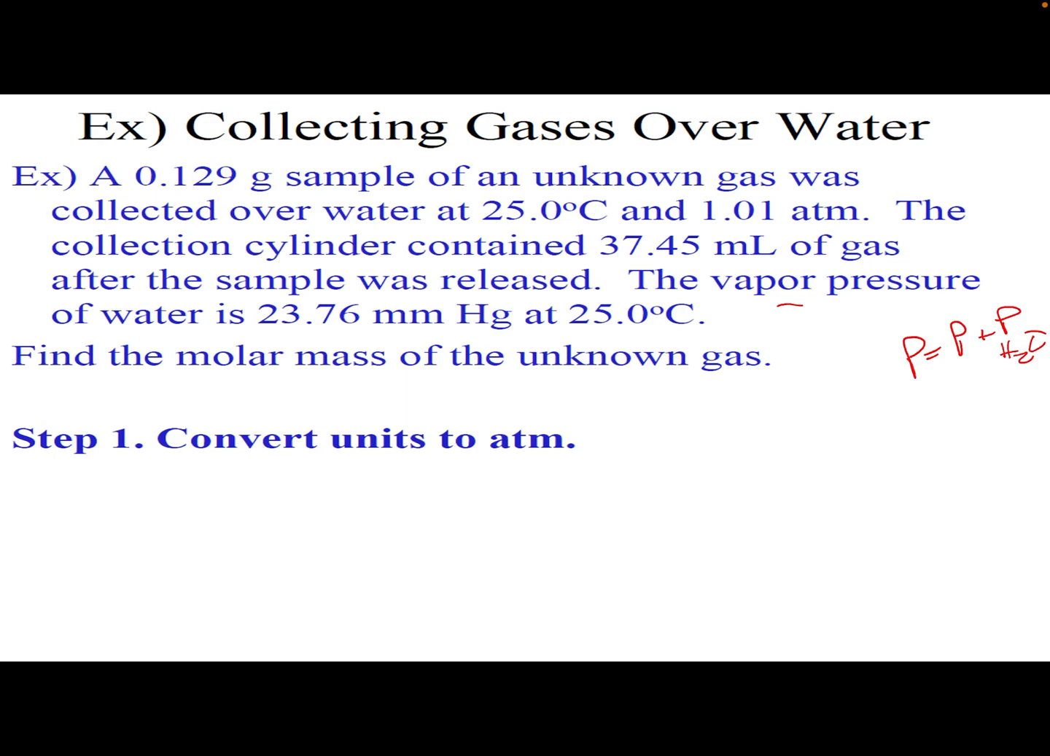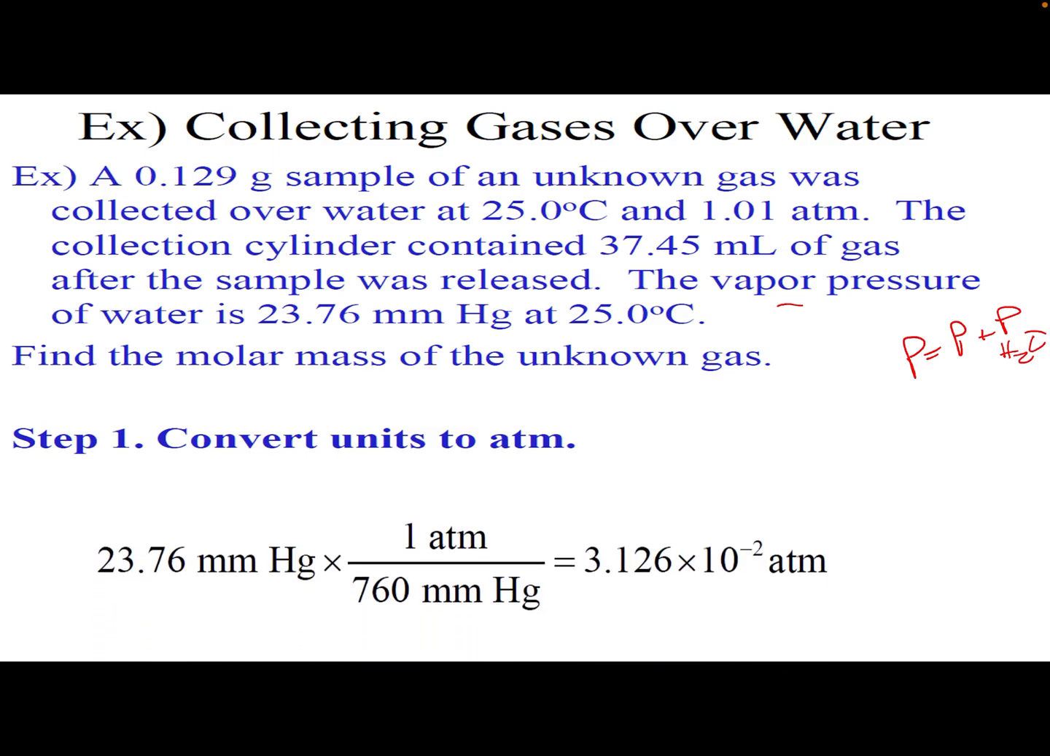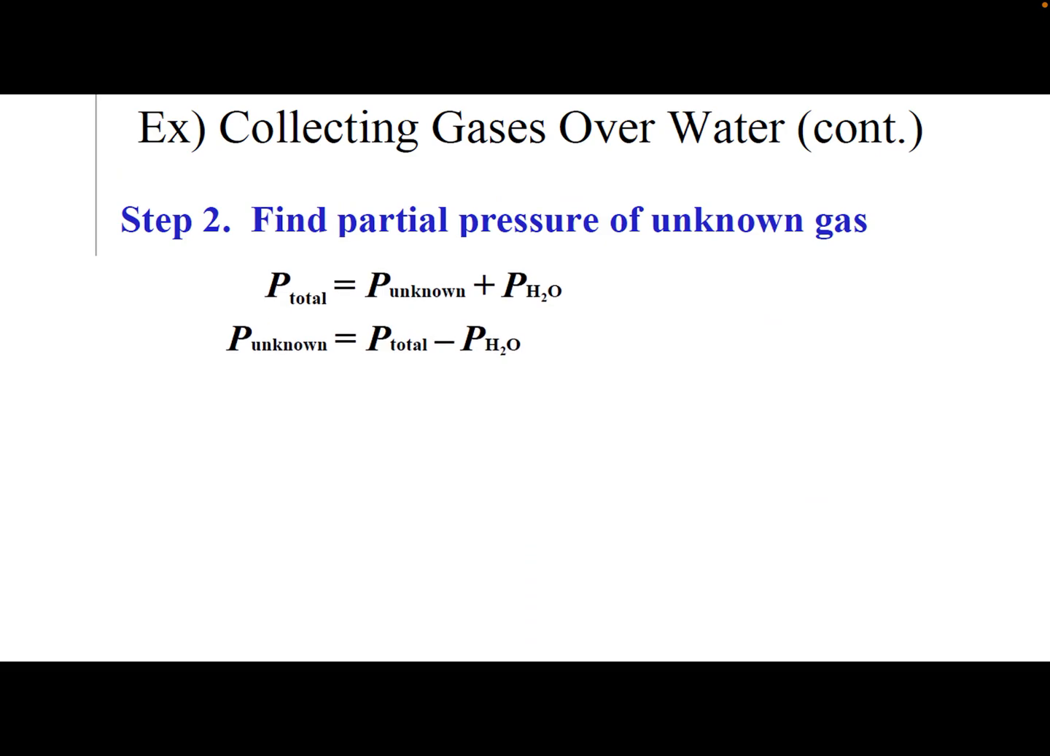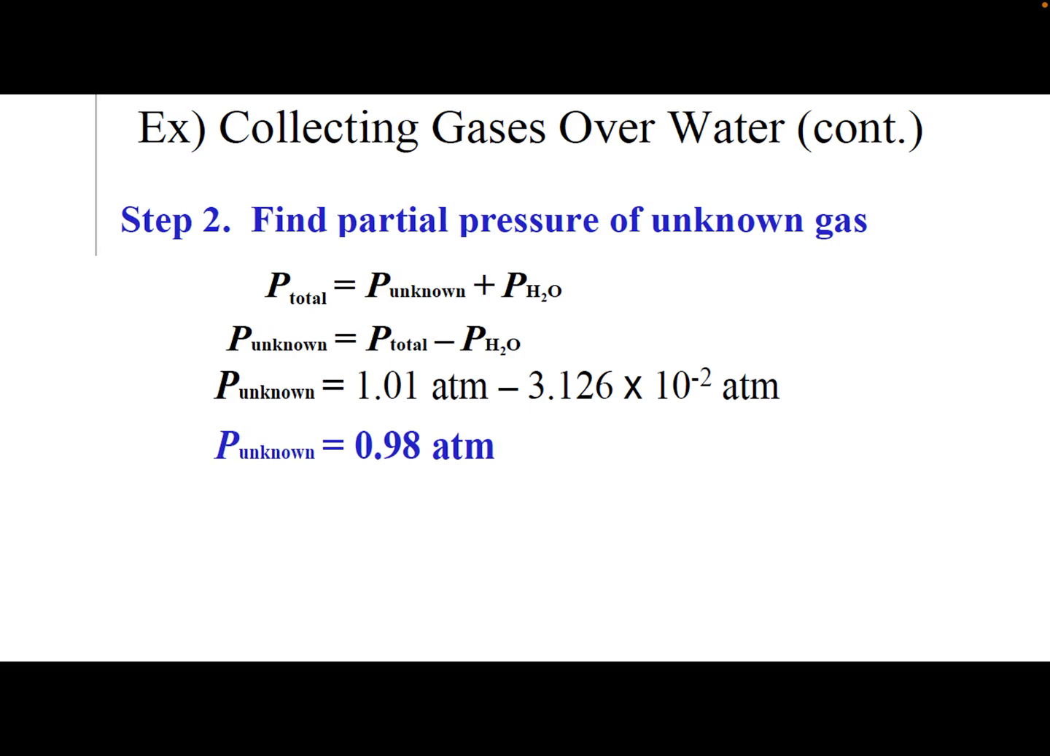All right, so the first thing is we have some millimeters of mercury. So let's convert the units to atmosphere. We're going to take our 23.76 millimeters of mercury, and then I just use the conversion that 1 atmosphere is 760 millimeters of mercury. So now we have the pressure of the water. So for the total pressure then, finding the partial pressure of the unknown gas, the total pressure is going to be the pressure of the unknown plus the pressure of the water. We're looking for the pressure of the unknown. So we knew that our total pressure was 1.01 atmosphere. We just found out that the pressure of our water was 3.126 times 10 to the minus 2 atmosphere. So the pressure for our unknown is 0.98 atmosphere.